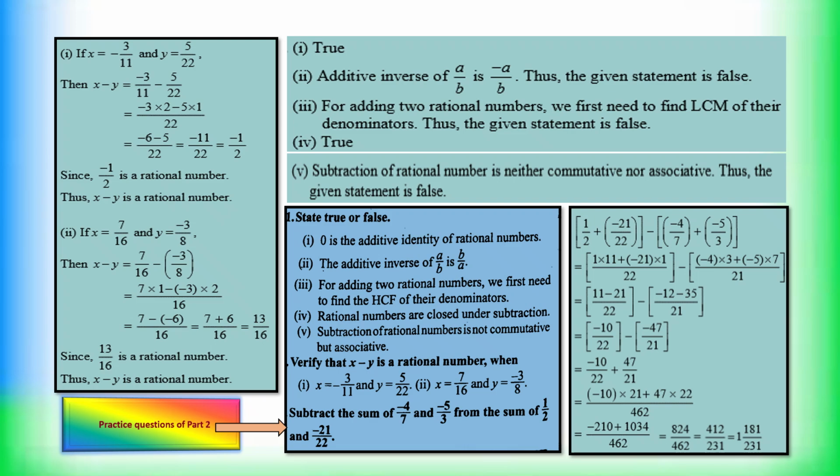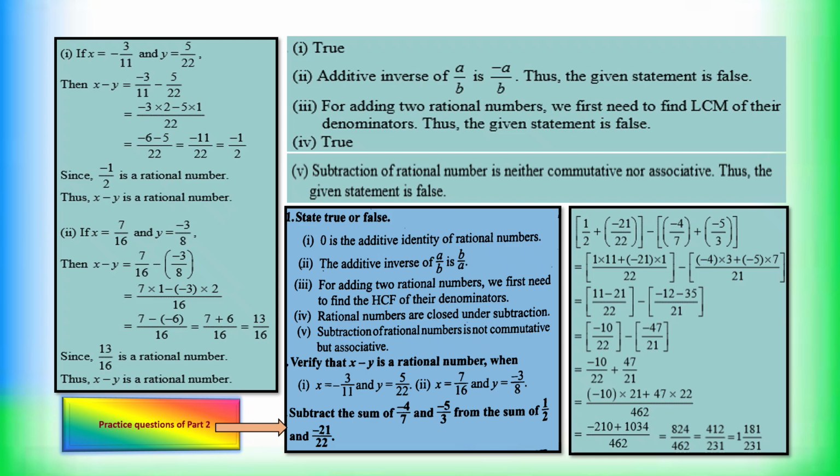Next one, verify that x minus y is a rational number. So x is given, y is given. You have to find x minus y, and whatever answer you obtain, check whether it is in the form of p by q. Of course, the same is done. X is minus 3 by 11 and y is 5 by 22, and the answer obtained is minus half. So it is verified. Similarly, for the second one, the answer obtained is 13 by 16. It is a rational number. That is the only required thing.